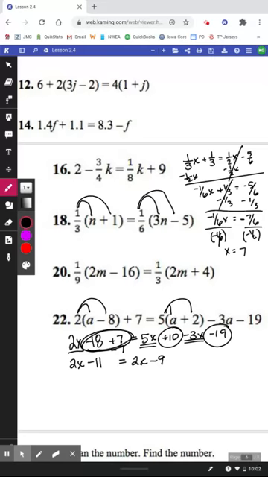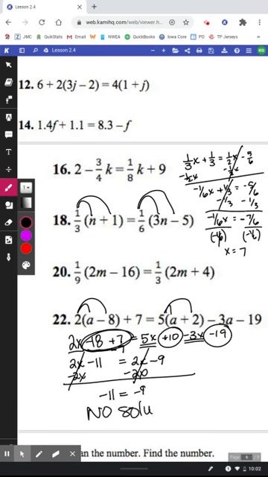Now, since I'm down to just an x and a number on each side, now when I subtract the 2x, it will go over here. Notice they cancel out on both sides, and I'm left with negative 11 equals negative 9, which is not true. So this is another one of our no solutions.